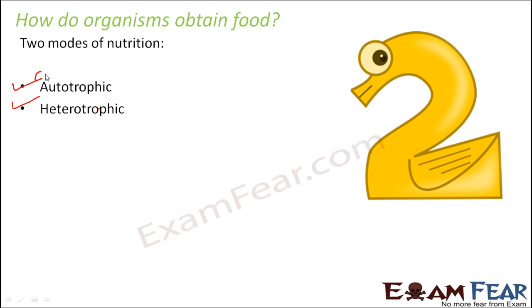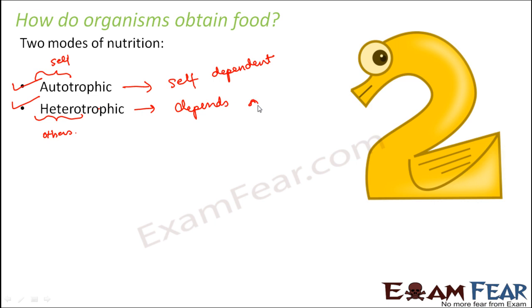Now, auto means self. So autotrophic nutrition is that type of nutrition where the organism is self-dependent. That means the organism prepares its own food, so it is not dependent on any other living organism for its food. So that is autotrophic. When we say heterotrophic, hetero means others. So that means the organism depends on other organisms for their food.